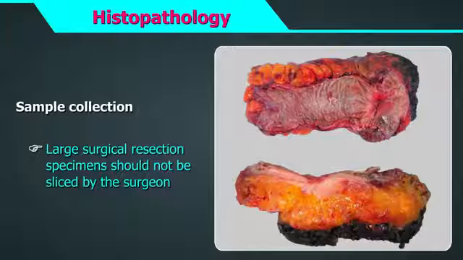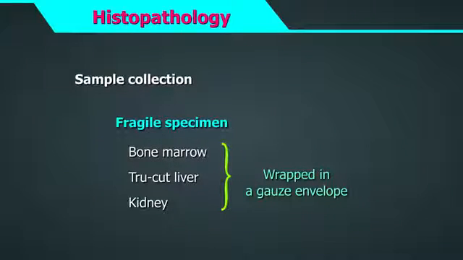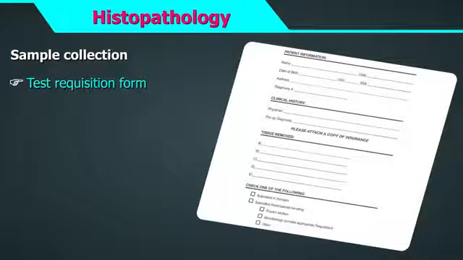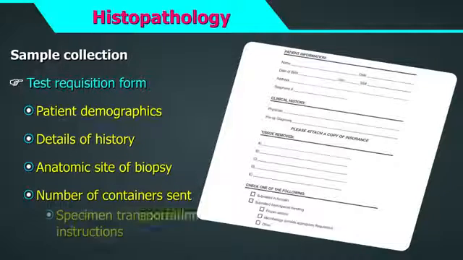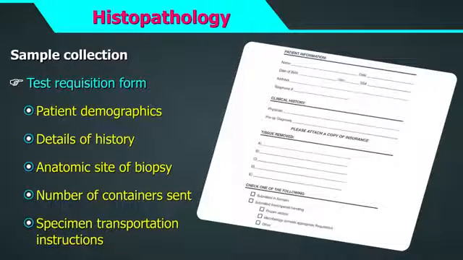Large surgical resection specimens should not be sliced or opened by the surgeon, but sent directly to the laboratory. Small fragile specimens, such as bone marrow or true cut liver or kidney specimens, can be wrapped in a gauze envelope so that they do not disintegrate during transport. A test requisition form for cytopathology and histopathology must have space to capture details of patient demographics, details of histories of patients, anatomic sites of biopsies, number of containers sent, specimen transportation instructions, etc.